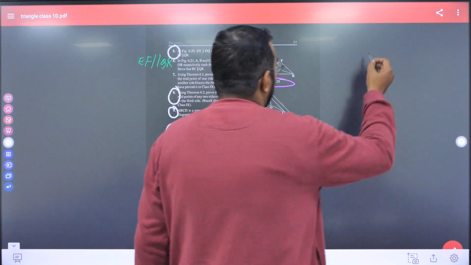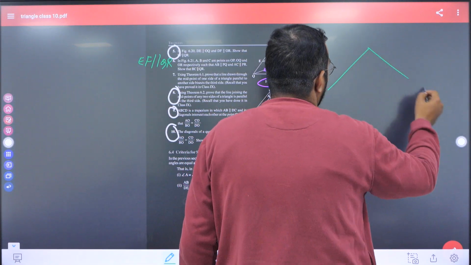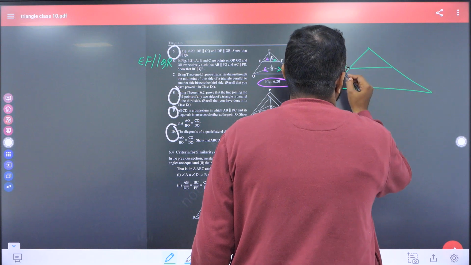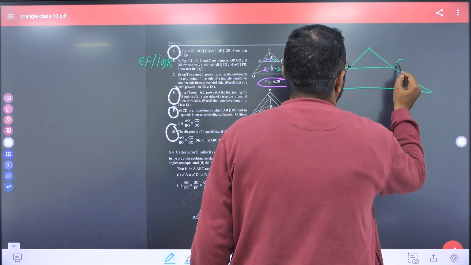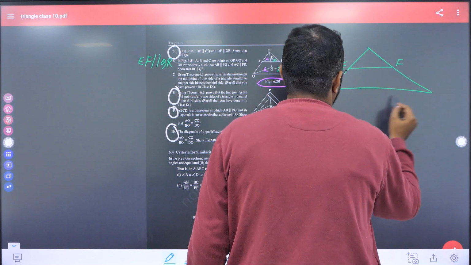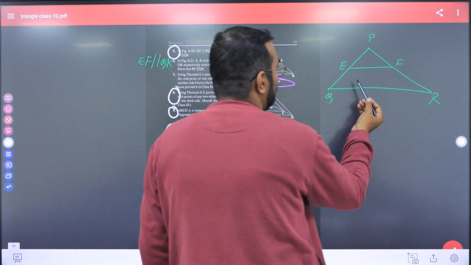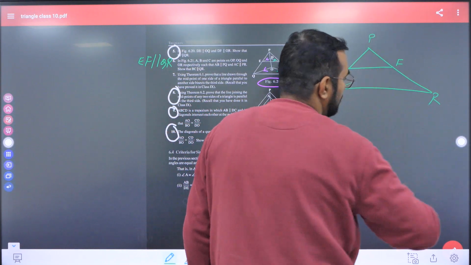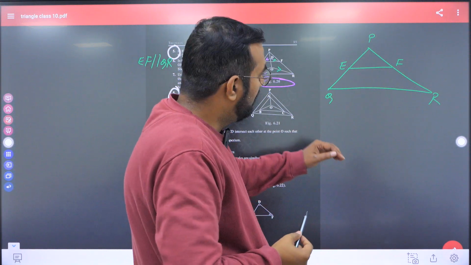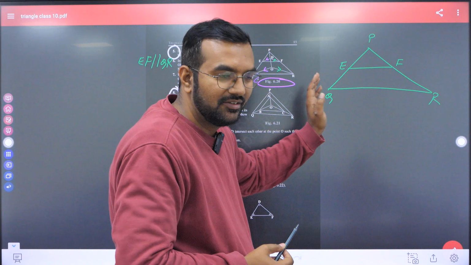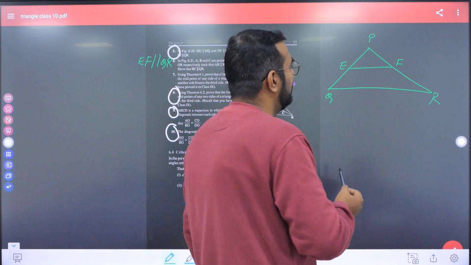Suppose you have a triangle like this, and this is EF and this is QR, and you have to show that this line is parallel to this. Then remember the converse of BPT. What is the converse of BPT?